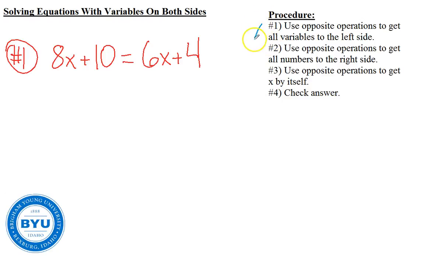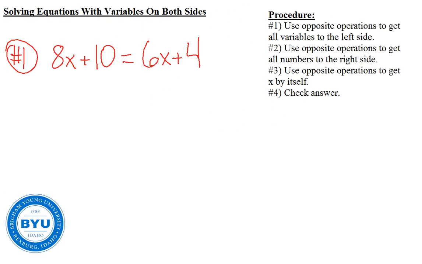Step number one, you're going to want to get all your x's to the left. All x's we're going to move to the left, and we'll use opposite operations to do so. Then we're going to get all the numbers to the right. So if they don't have x's on them, we're going to move the numbers to the right using opposite operations. We're then going to need to get x by itself using multiplication or division or opposite operations. And then we're going to check our answers just to make sure we've got it right.